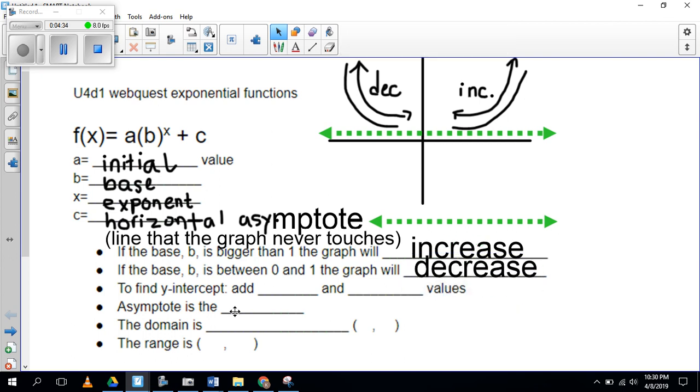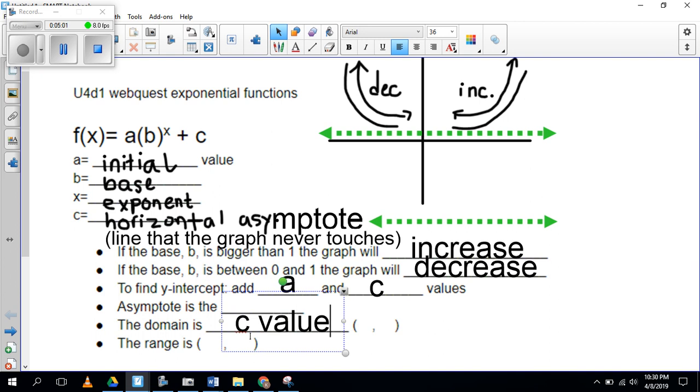Okay? Now, to find the y-intercept, you're going to add your letter A and your letter C together. So it's your A, which is here your initial value, plus your C value to get your y-intercept. Now, the asymptote is basically your C value. It's whatever your C value is. Okay?